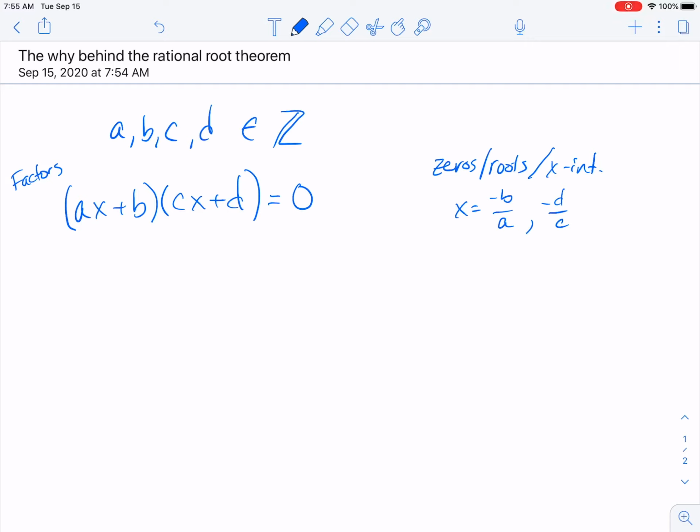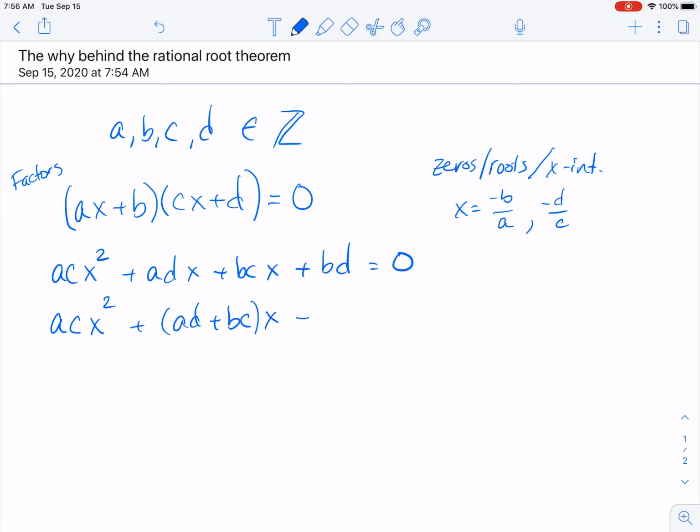If we were to FOIL this out, we have acx squared plus adx plus bcx plus bd, and that's equal to 0. This is a quadratic, and we don't really have 4 terms, we have 3. When you rewrite it this way, you can see a little better: you've got your x squared term, your x term, and then your constant.